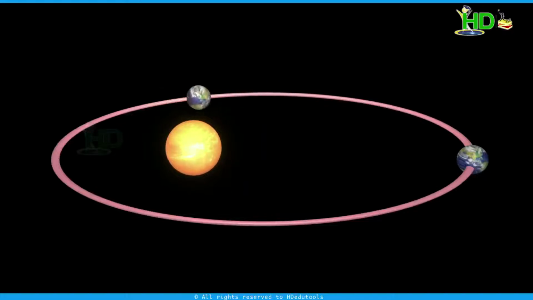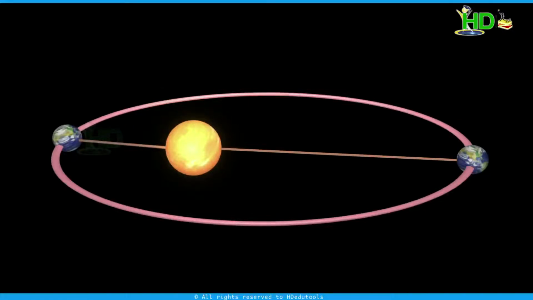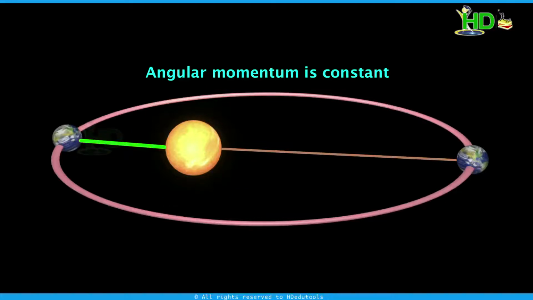When the planet is moving around the Sun, at some point it is nearer, at some point it is far away. But throughout this orbit, the angular momentum is constant. And using this principle, you can expect what the velocities are at different points. Yes, when it is nearer, the velocity is somewhat more compared to when it is away from the Sun.